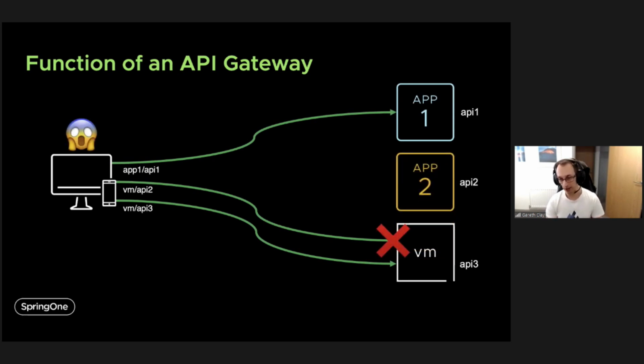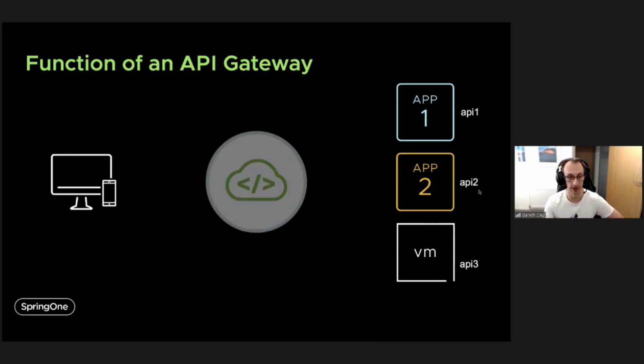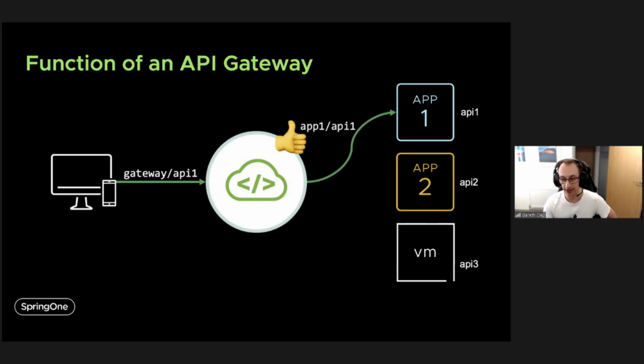And now immediately we have a problem because now I need to update my client applications. So you can see how this gets to be painful. So what we need is what we always need in software engineering, which is another level of indirection. And that's where API gateway comes in.